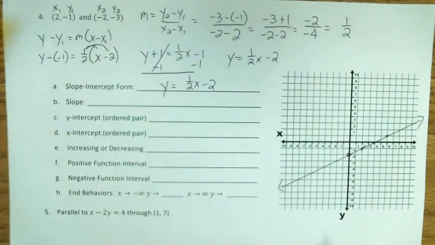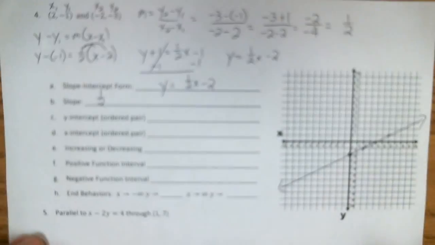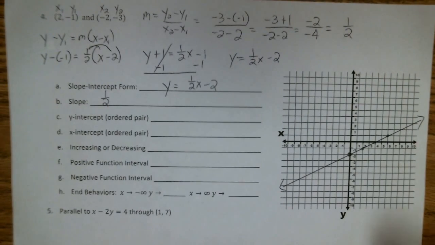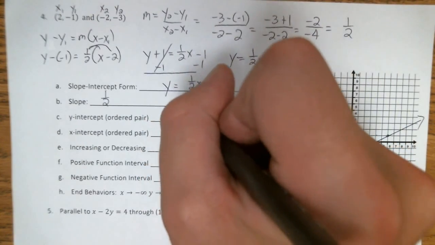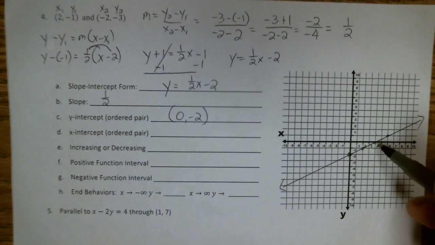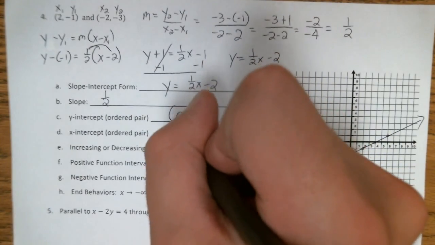Draw my line, and my slope is going to be 1 over 2. Rise over run, up 1, right 2. My y-intercept here is just that, guys, 0, negative 2. Okay, now my x-intercept, in this case, I can see it. And guys, if you're not sure, it's going to be 3, 0.